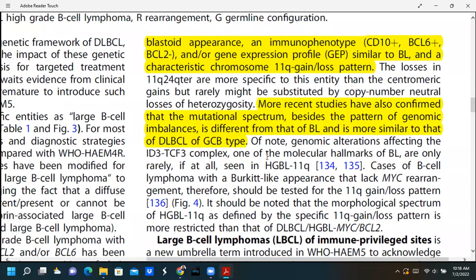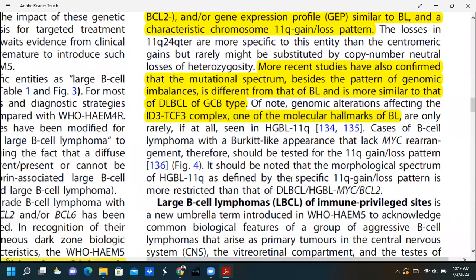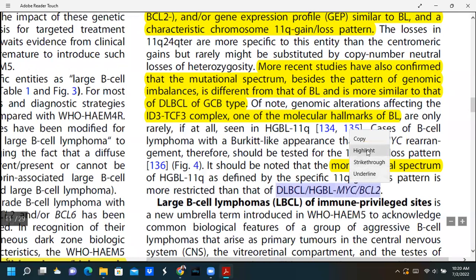Of note, genomic alterations affecting the ID3 TCF3 complex, one of the molecular hallmarks of Burkitt's, are only rarely, if at all, seen in high-grade B-cell lymphoma with 11q. Okay, ID3 TCF3 was a hallmark of Burkitt. I am learning this now. And cases of B-cell lymphoma with Burkitt-like appearance that lack MYC rearrangement should therefore be tested for 11q gain or loss pattern. It should be noted that the morphological spectrum of high-grade B-cell lymphoma with 11q, as defined by specific 11q gain or loss pattern, is more restricted than that of DLBCL or high-grade B-cell lymphoma with MYC and BCL2. So remember that this entity still morphologically looks Burkitt-like, and it will look different from high-grade MYC BCL2. That's something they want to emphasize.